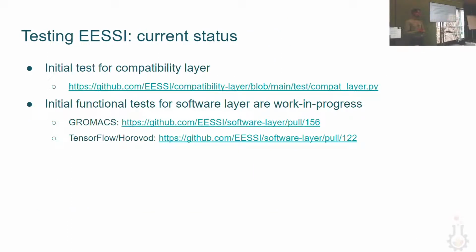So what is the current status? Well, we've been struggling a lot in making a generic test, right? Because it was not so easy to do this in ReFrame. So we played a lot with how can we make it as generic as possible. So it's not like we have a big test suite now. We have 2 pull requests, one for GROMACS and one for TensorFlow, which also uses Horovod for multi-node stuff. And there is the test for the compatibility layer. So that's sort of the current status now.